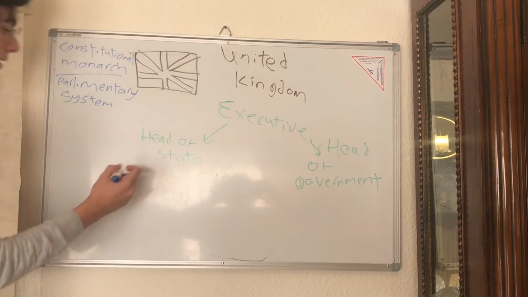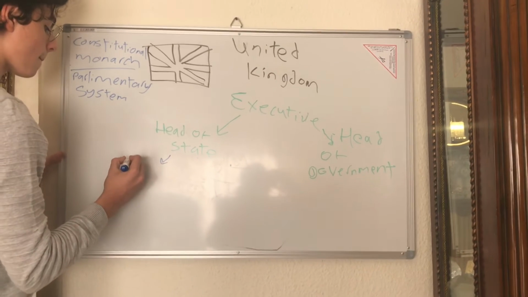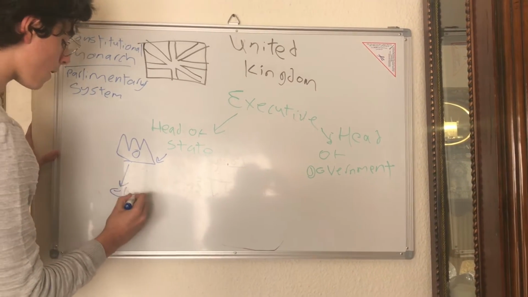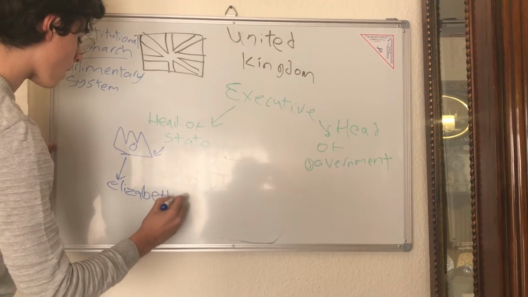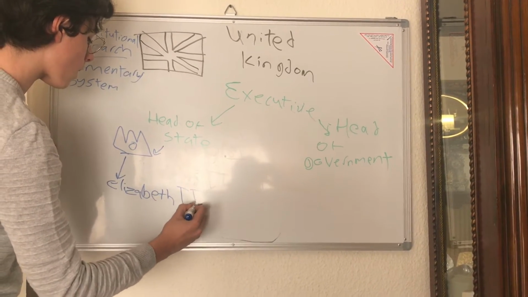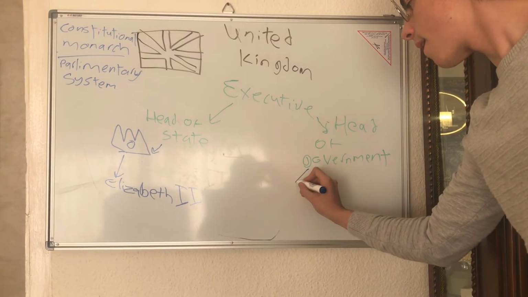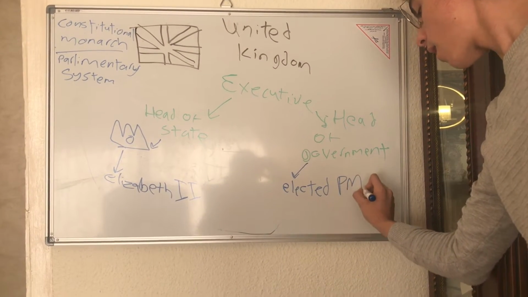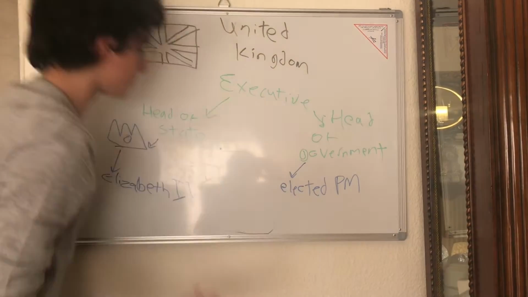The head of state is represented by the crown and whoever is wearing it at the current time. This right now is Queen Elizabeth II at age 90 plus. The head of government position is held by the elected prime minister that occupies the position at the given moment.